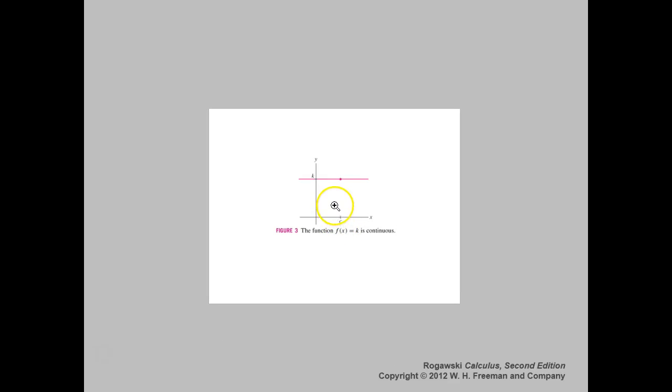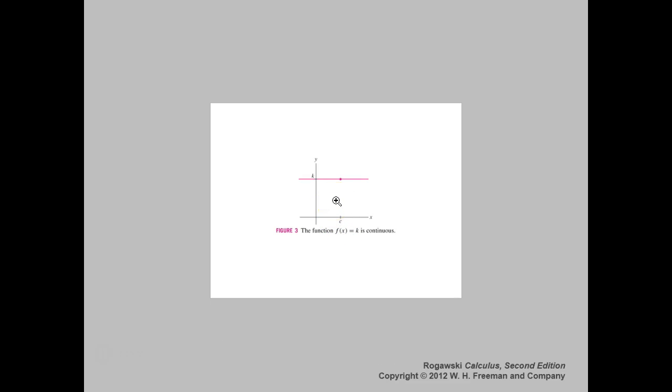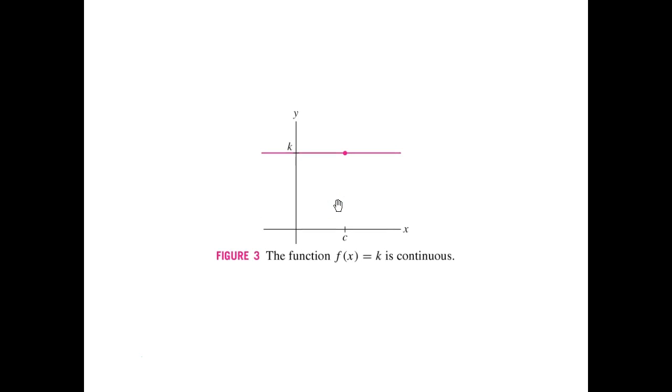Now this first one is just patently obvious. Here's a function. This is the constant function, f of x equal to k, whatever that k is. That's a continuous function because no matter what x value you put there, f of x equals k. It's got to be continuous.